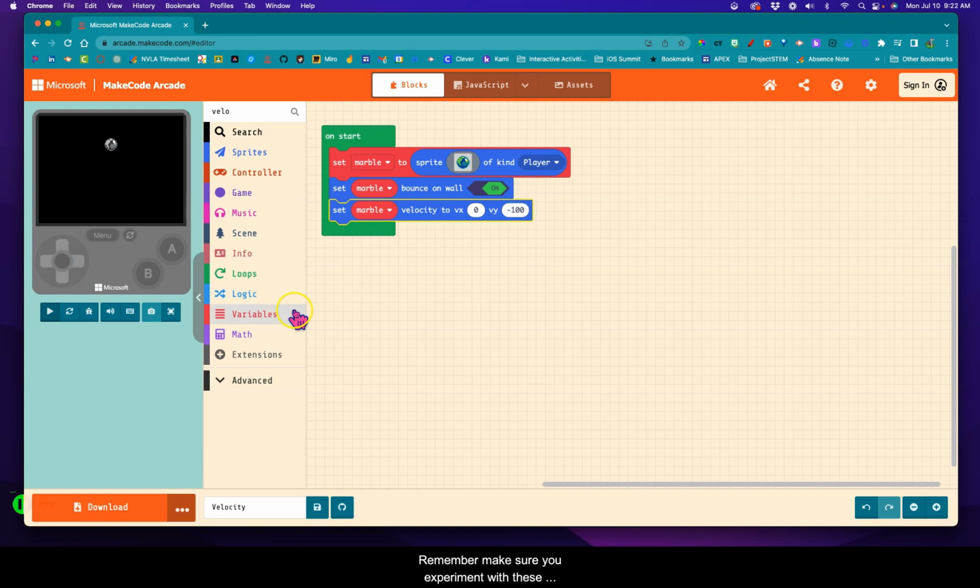Remember, make sure you experiment with these different values for the velocities and test their effects based on what you want your sprites to do in your game.